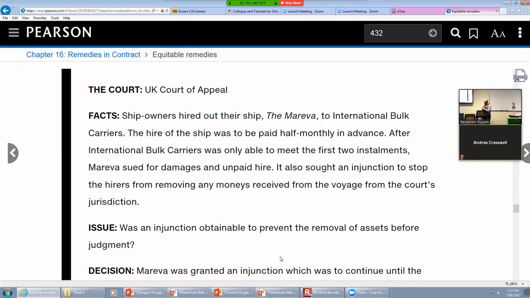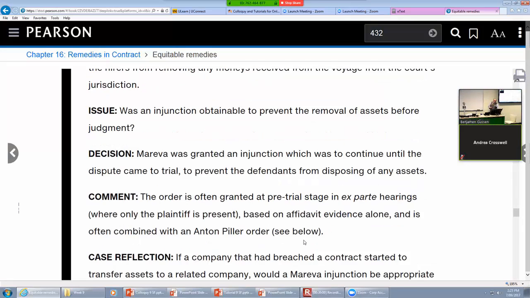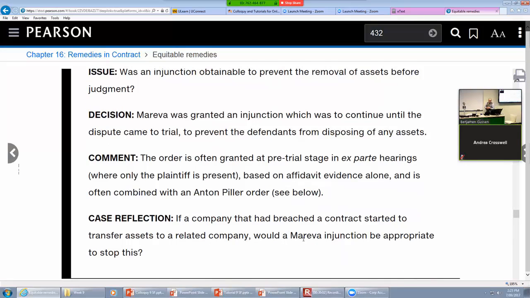Okay? So of course you know that when you go on a cruise, you pay in advance. So all the proceeds from that cruise would be received prior to departure. So that's the money that they're after. That was a new idea. So the issue was basically, was an injunction obtainable to prevent the removal of assets from before judgment? This is of course assets in terms of cash.